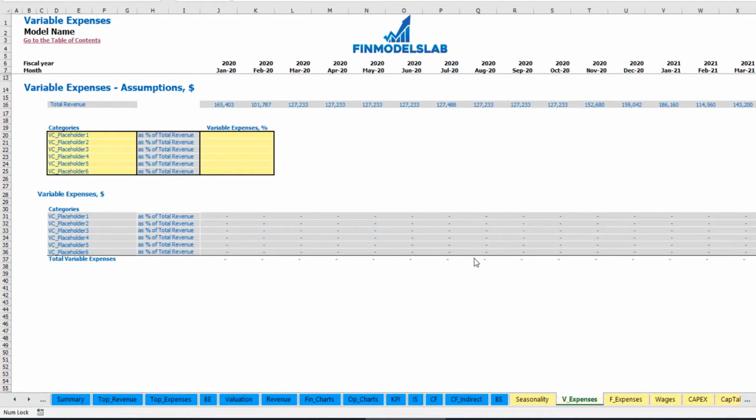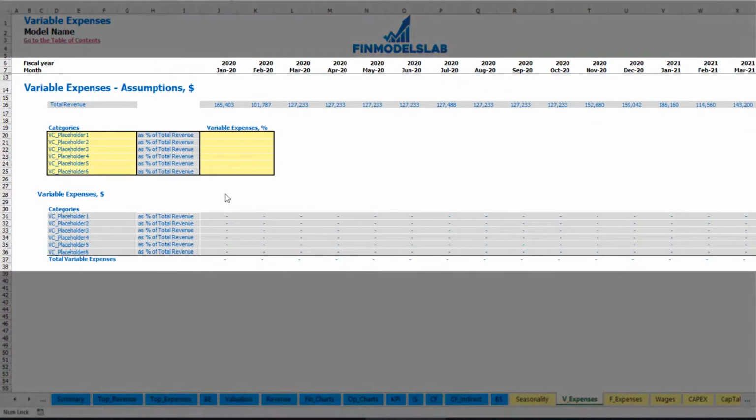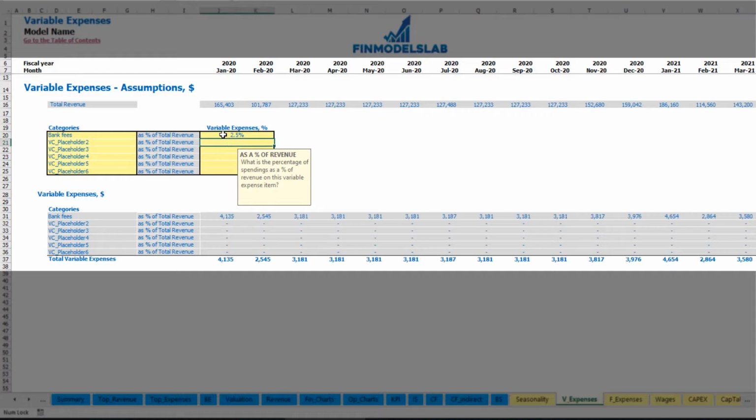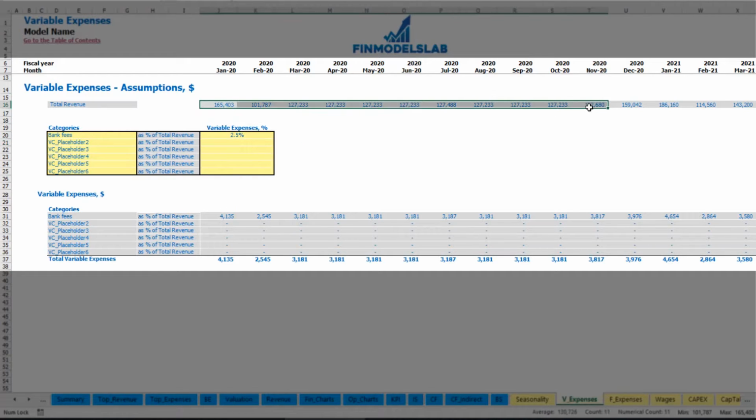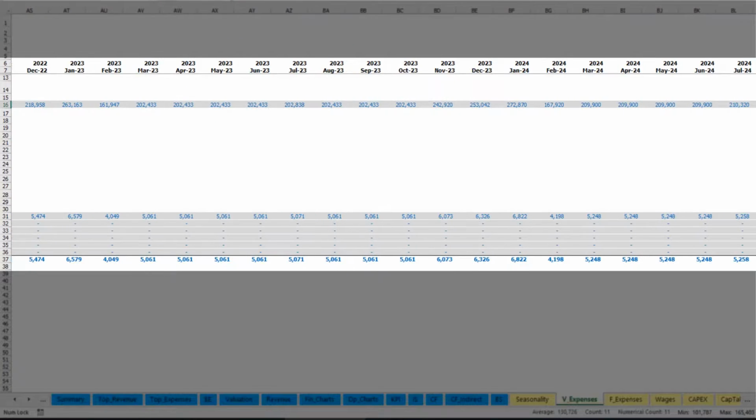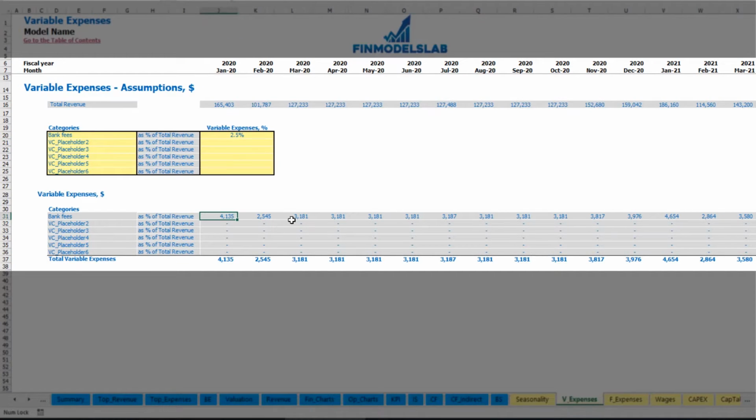On the variable expenses tab, you can input your variable expenses as a percentage of total revenue. Let me show you how it works. For example, bank fees. Your bank fees are 2.5% of your revenue. So in the same way as your revenue grows over time, you may see that bank fees will grow as a percentage of this total revenue.